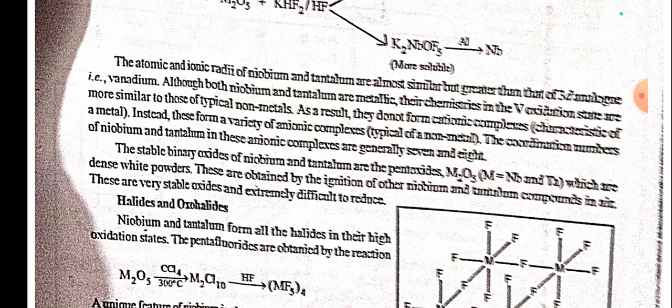The stable binary oxides of niobium and tantalum are the pentoxides, M2O5 (M = Nb or Ta), which are dense white powders. These are obtained by the ignition of their niobium and tantalum compounds in air. These are very stable oxides and extremely difficult to reduce.